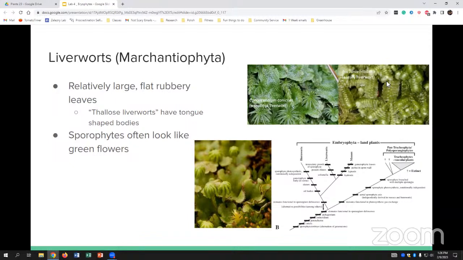So you will occasionally find a liverwort that's going to look a bit more like a moss, as we'll see today. Some of our mosses are going to look a little bit like this leafy liverwort here. But the really characteristic, recognizable liverwort that you should be able to tell is not a moss is when you see this big flat tongue structure.